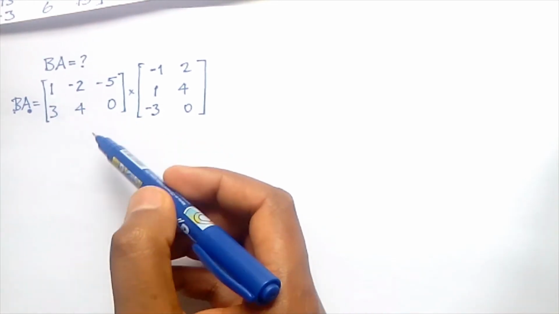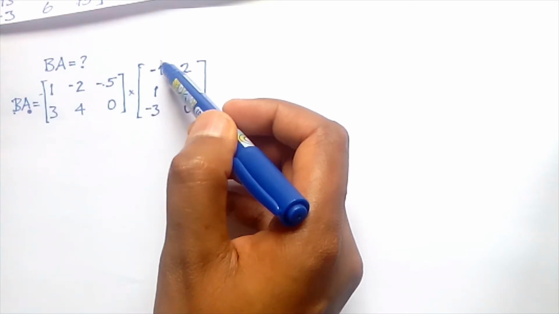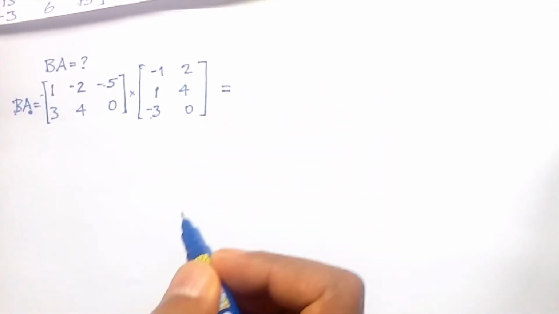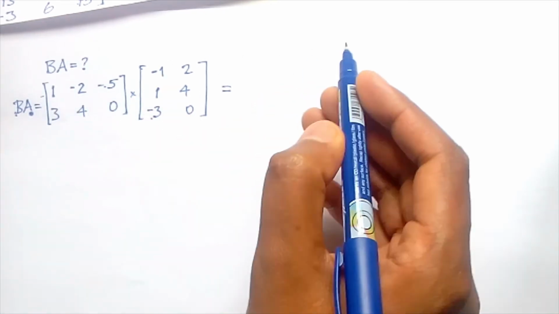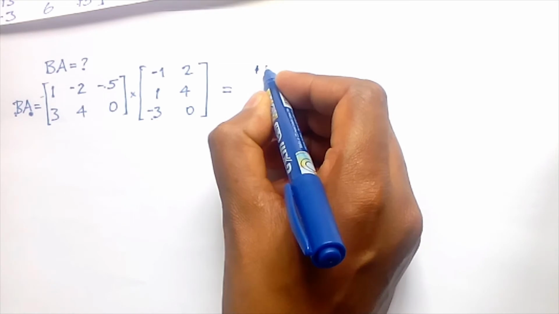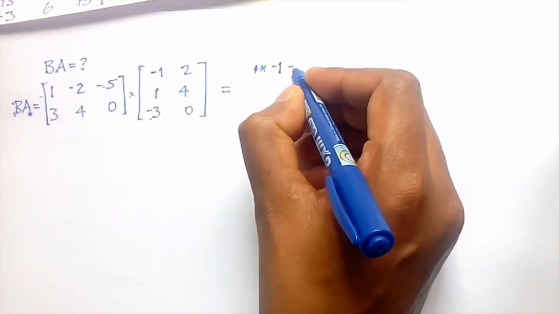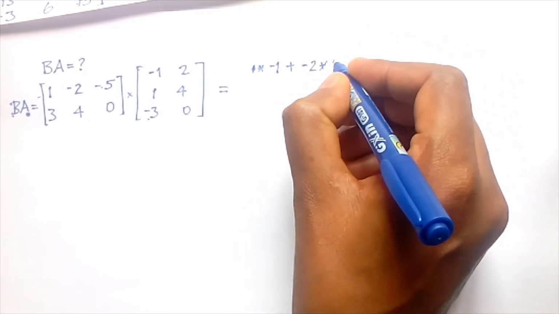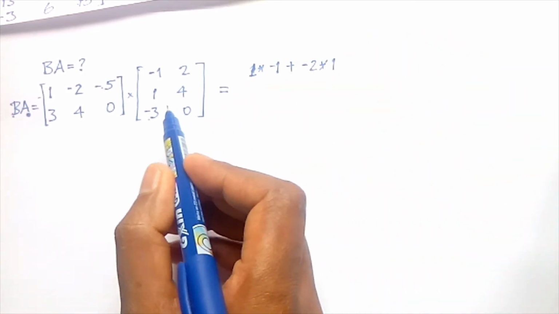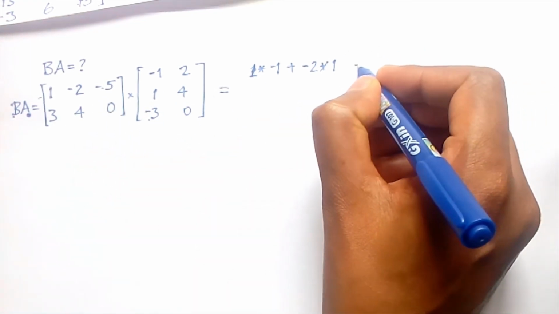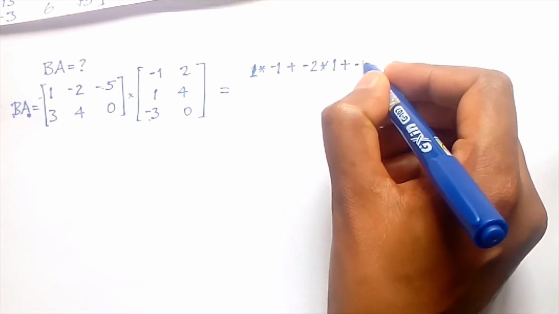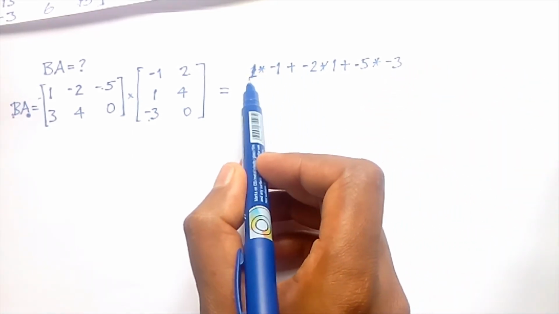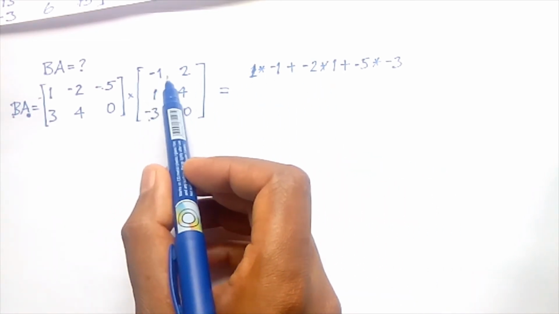When you multiply this, the first row times the first column of the second matrix. 1 times minus 1 plus minus 2 times 1 plus minus 5 times minus 3, is the first number which is in the first row in the first column.